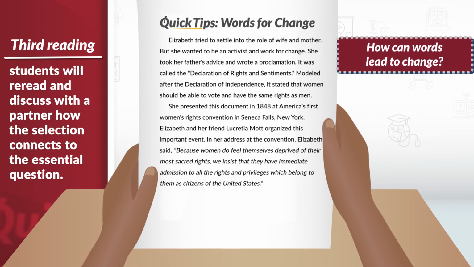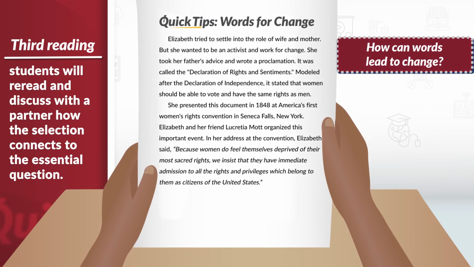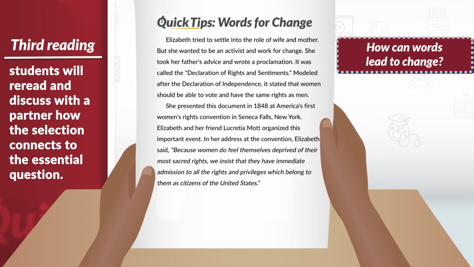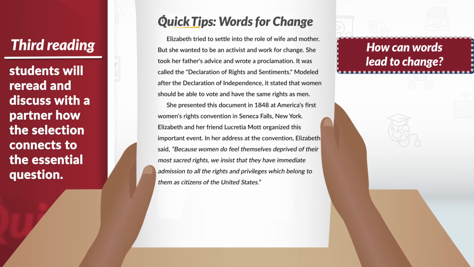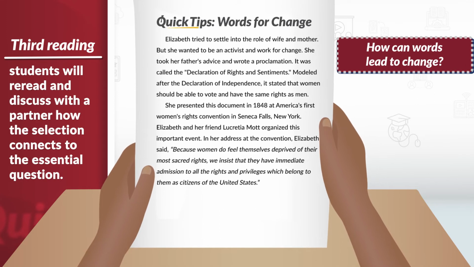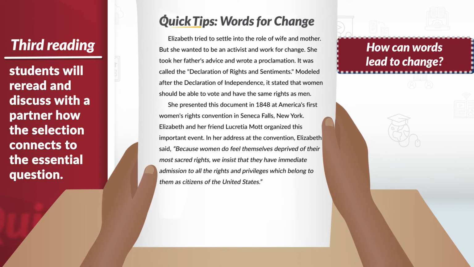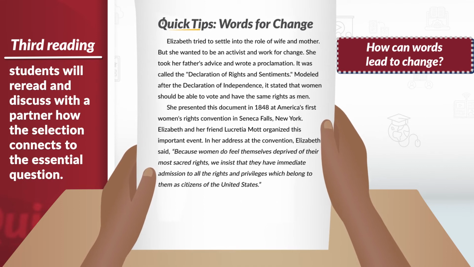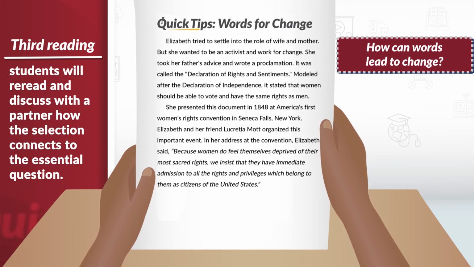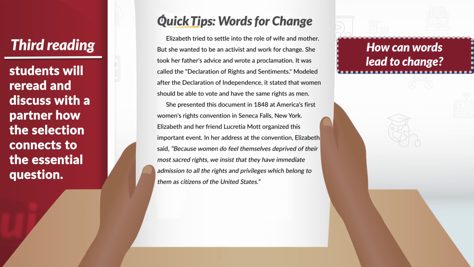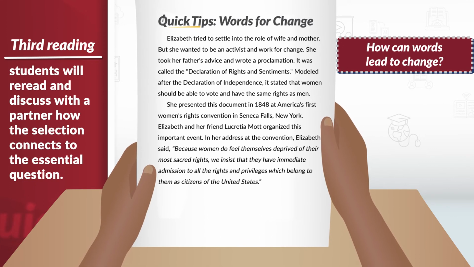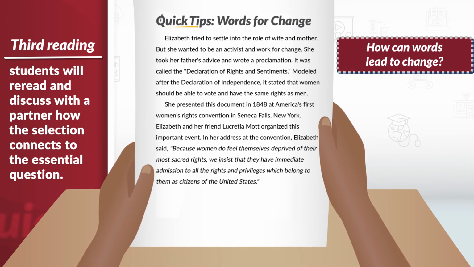On the third read, teachers explain to students that they will reread and discuss with a partner how the selection connects to the essential question, how can words lead to change? Teach that all of the week's selections support that essential question. In this passage, the author demonstrated how Elizabeth Cady Stanton helped bring about change for women. Then, working with a partner, students will be able to articulate their understanding of the connection between the essential question and the actions of Elizabeth.